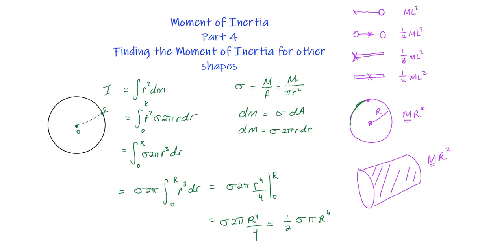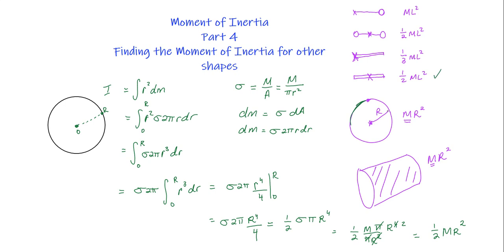Now I know that sigma is equal to m over pi r squared, so I'll go ahead and substitute that in as well. So 1/2 times m over pi r squared times r to the 4th. Okay, and there's a pi at the top too. So the r squared and r to the 4th factor, the pi's will factor, and there I'm left with 1/2 m r squared. If you go through the examples, it looks just like this one.